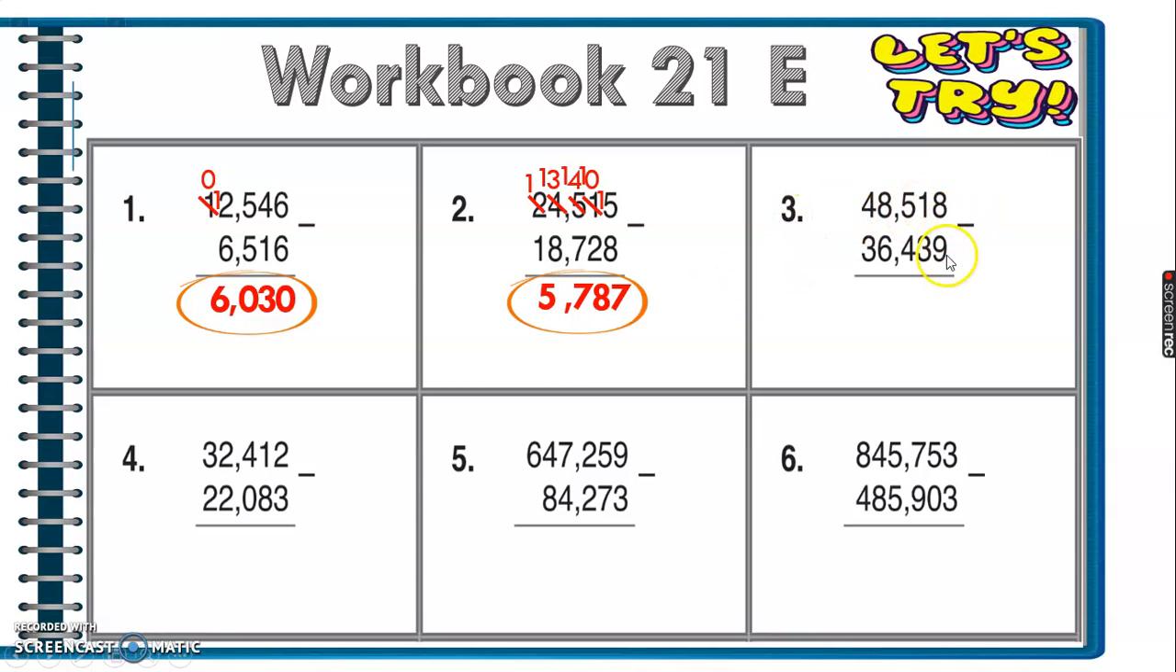8 minus 9 cannot be. We can borrow from 1. 1 will be 0, and then 8 will become 18, and 18 minus 9, so the answer is 9. So 0 minus 3 cannot be, so we can borrow from the 5. 5 will become 4, and then 0 will become 10. So 10 minus 3 is equal to 7.